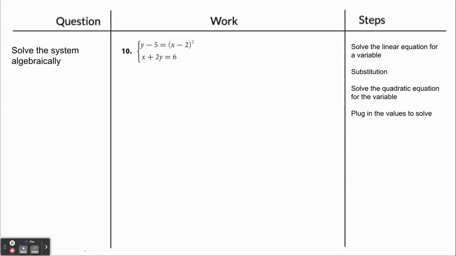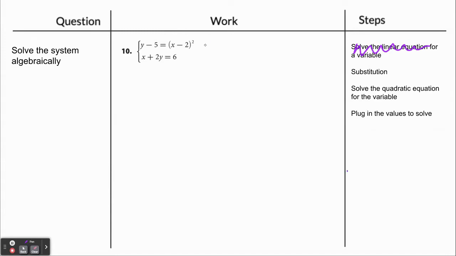Here we're asked to solve the system algebraically. So in this one, my steps say solve the linear equation first, but I'm going to notice really quickly that if I start solving the linear equation, I get 2y equals negative x plus 6. I'm going to divide both sides by 2, and it's going to give me a fraction. So I'm actually going to change up my steps and say solve the easier equation, which in this case is actually the quadratic, because then I don't have to deal with any fractions.